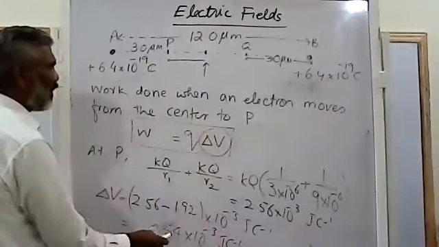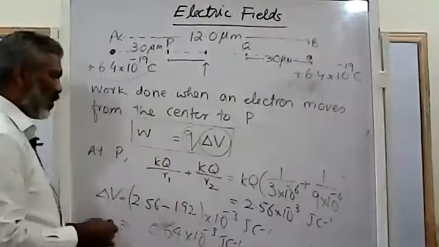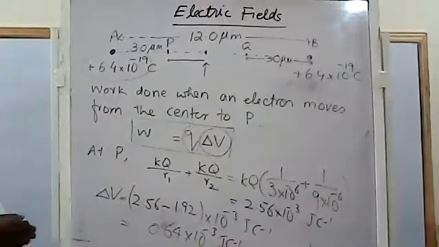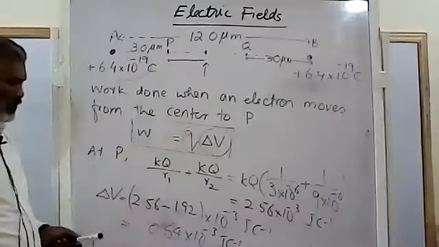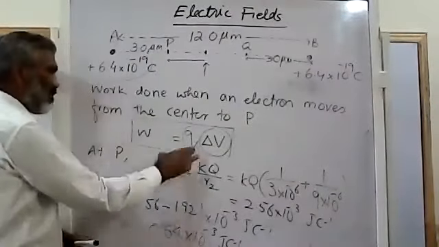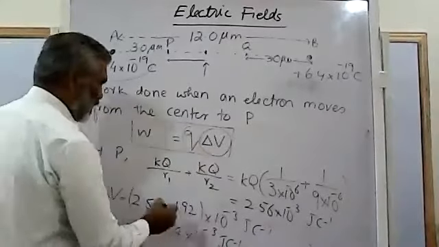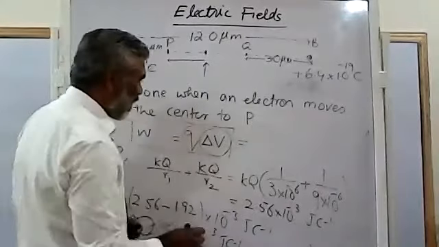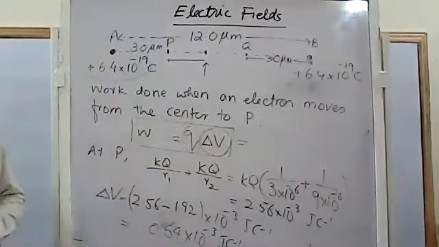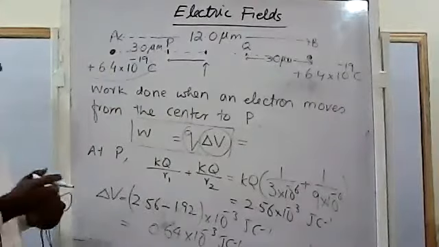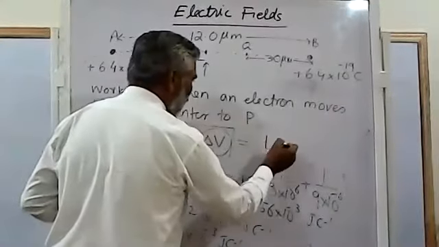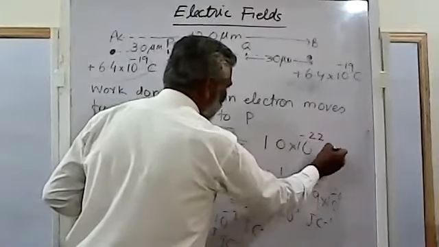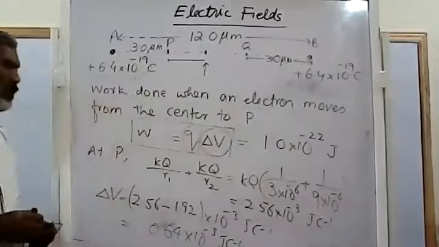This number is to be multiplied by the charge on the electron if we want to calculate the work done if an electron is moving from this to this point. So difference of potential multiplied by charge, if I use this value here and the charge on the electron, which is the elementary charge, we multiply this and we get the number 1.0 into 10 to the power minus 22 joule of work done.